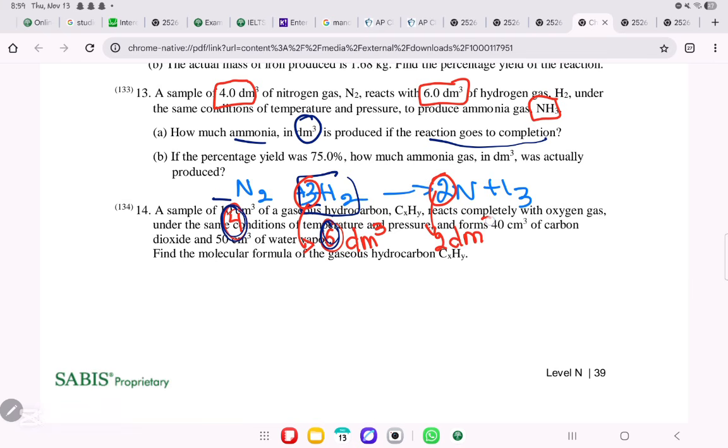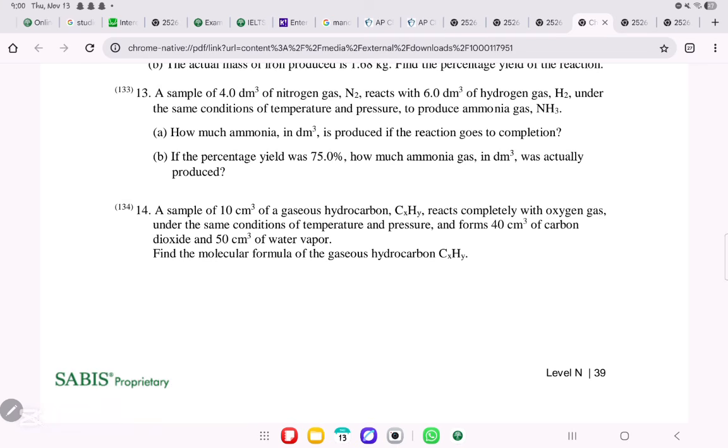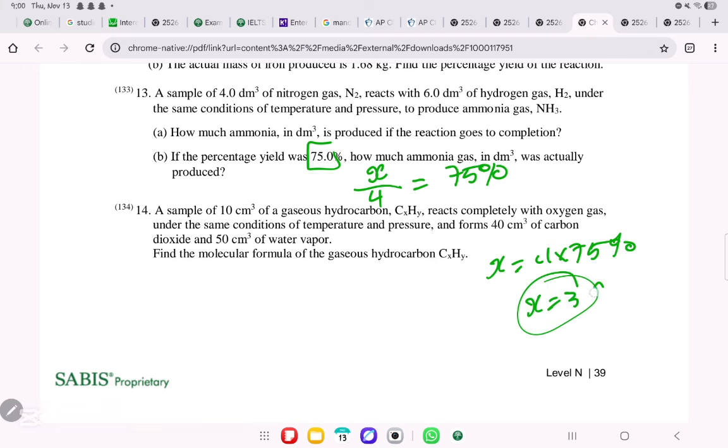Perfect. Now, if the percentage yield was 75%, how much ammonia gas was actually produced? That means X, which is the actual produced, over 4, which is the theoretical produced, is equal to 75%. That means X is equal to 4 times 75%. So X is equal to 3 decimeter cubed. Don't forget to put it to the correct significant figure, so 3.0 decimeter cubed.